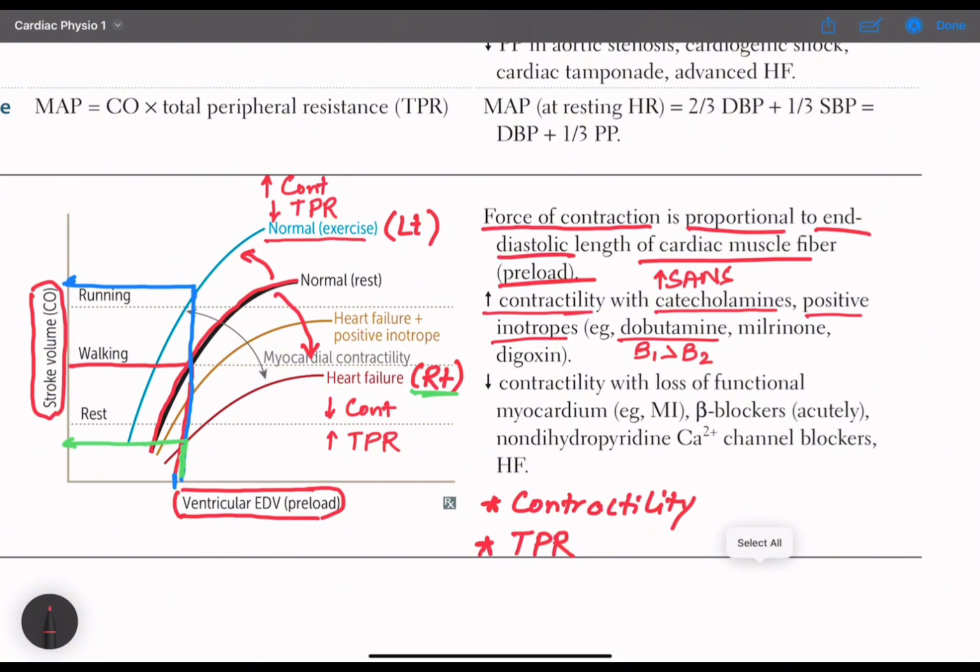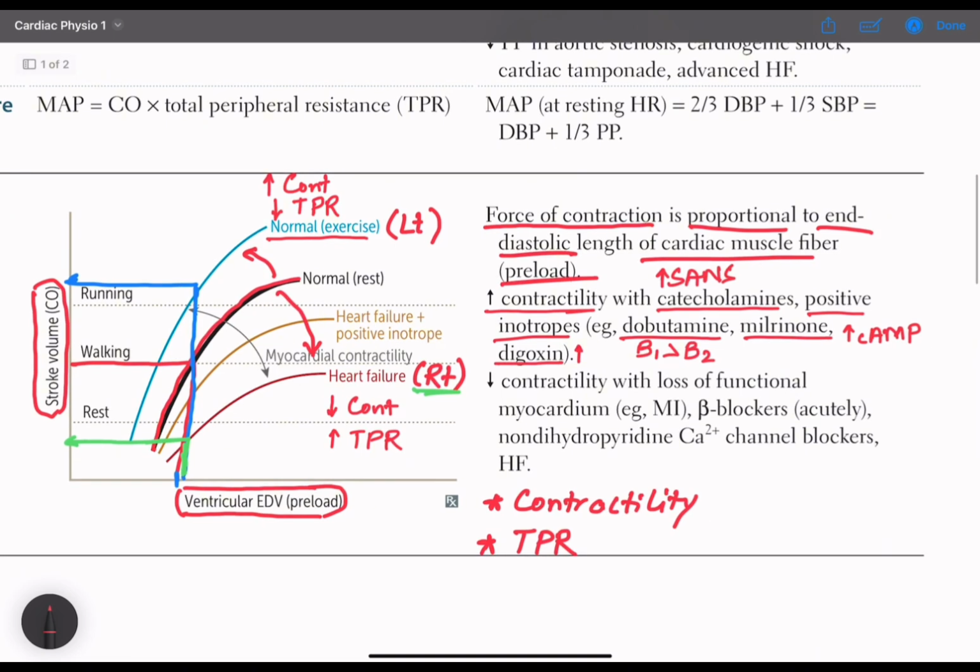Then we have another drug known as milrinone, which is a PDE3 (phosphodiesterase 3) inhibitor, which increases cyclic AMP within the heart, leading to increased contractility. And we have digoxin, a sodium potassium ATPase inhibitor, which leads to increased calcium within the heart, leading to increased contractility. What conditions lead to decreased TPR? Decreased TPR can be achieved by vasodilators, as well as in conditions like sepsis or anaphylactic shock.